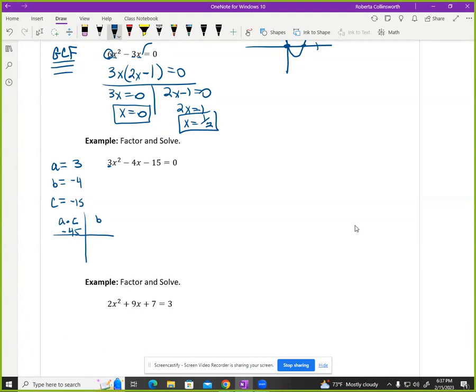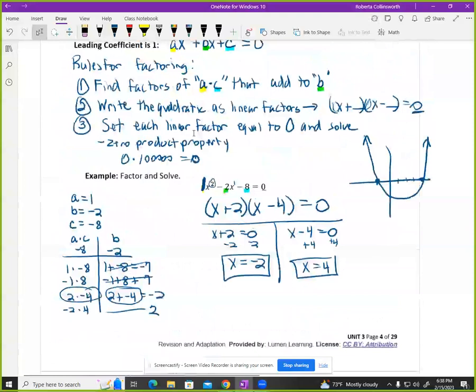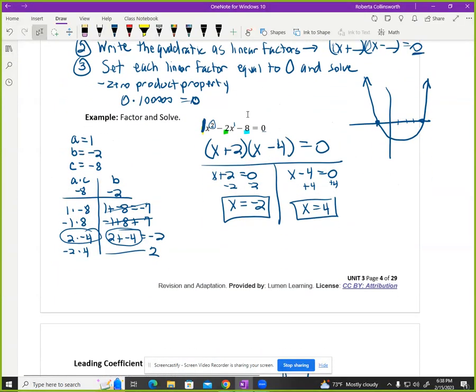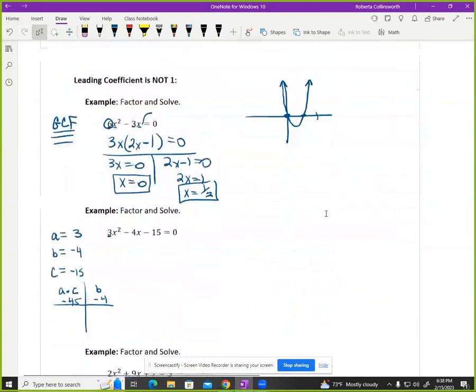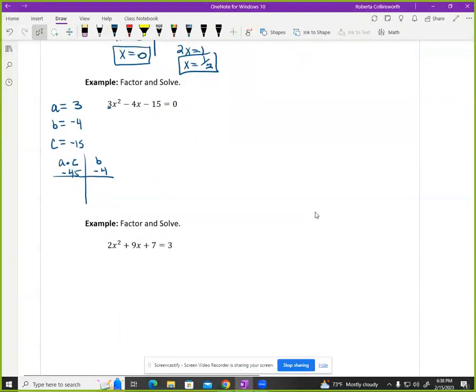These factors have to add up to b. B is -4. That's what this says right here. So I know that I have factors of 1 and -45, and -1 and +45, 3 and -15, and -3 and +15. But I know none of those are going to add to -4. They're just not. 3 and -15 add together to be -11.